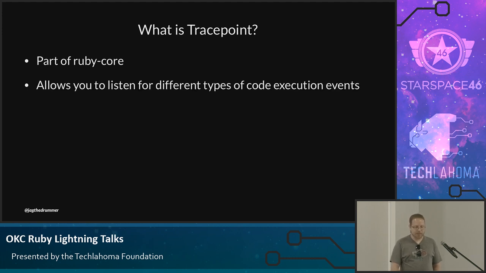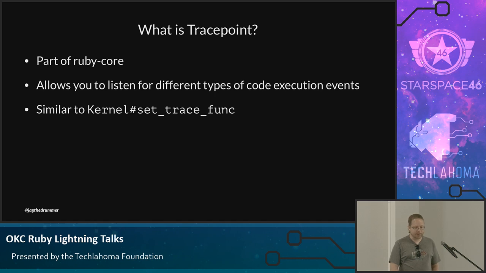And it allows you to listen for different types of code execution events. And what that means is you can, for instance, register to be notified anytime that an exception is raised. And this is outside of the normal code path. It's not like saying that you're going to rescue an exception. It's just, let me know when an exception happens.